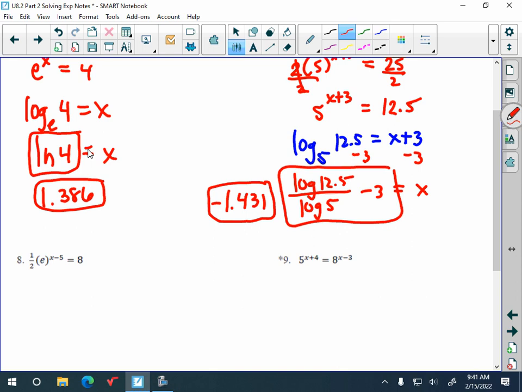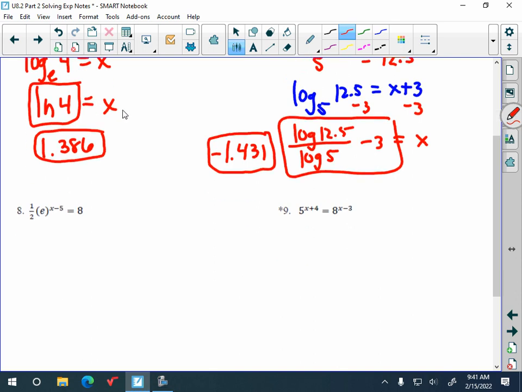All right, 2 more. Number 8. So we have that half in front. So what would we do with that half? Yeah. Okay, you can divide by half. What's another thing that we could do instead of dividing? Yeah, Leo? Multiply by 2. Yeah, so we could multiply by the reciprocal. There's nothing wrong with dividing by half, but if you struggle with taking something and dividing it by a fraction, then don't do that. Multiply by the reciprocal instead. So we can multiply both sides by 2.